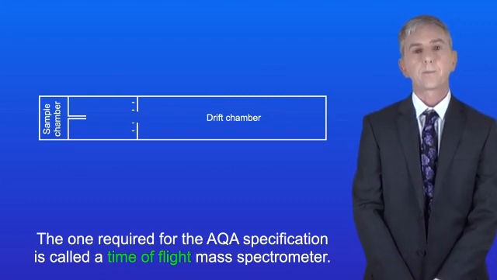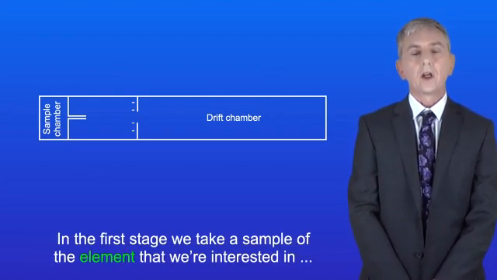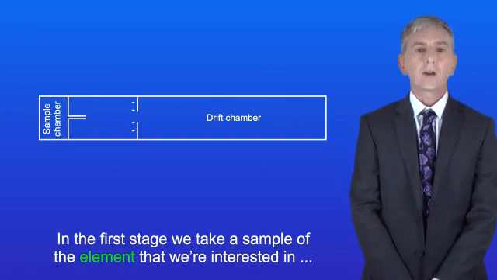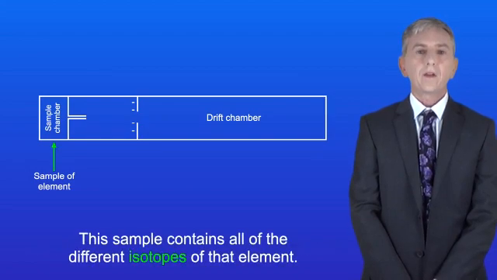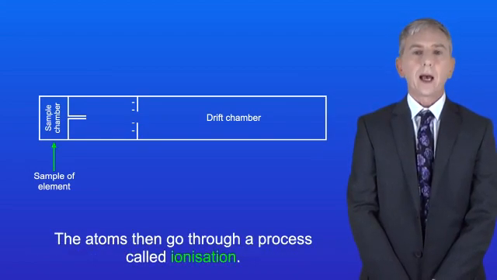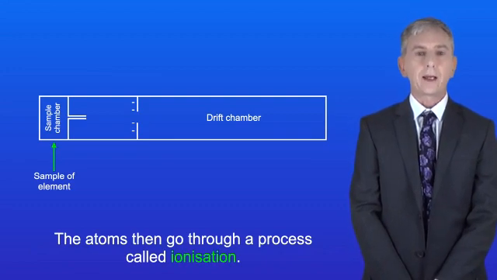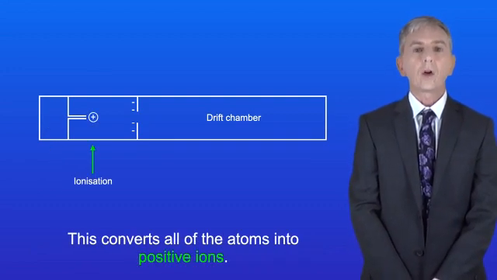time-of-flight mass spectrometer. In the first stage, we take a sample of the element that we're interested in, and we place this into the sample chamber. This sample contains all of the different isotopes of that element. The atoms then go through a process called ionization, and this converts all of the atoms into positive ions.